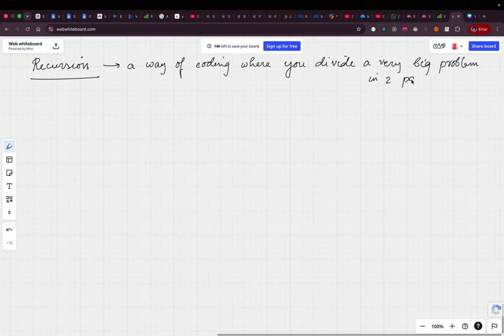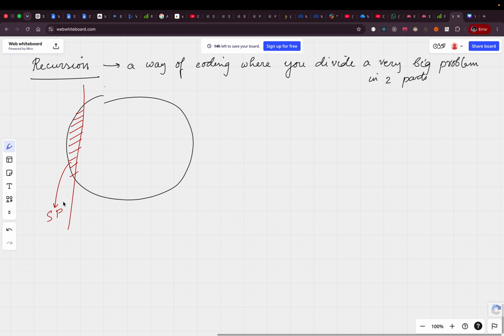Suppose you have this big problem to solve, and you want to solve it using recursion. What you will do is divide this big problem into two halves. But you may think that you should divide this problem into two equal halves, but no, that is not what you will be doing. You will be dividing this problem in such a way that it is not equal. You will have a very tiny part of the problem, which can be called the smaller problem, and a much bigger part of the problem, which can be called the bigger problem.